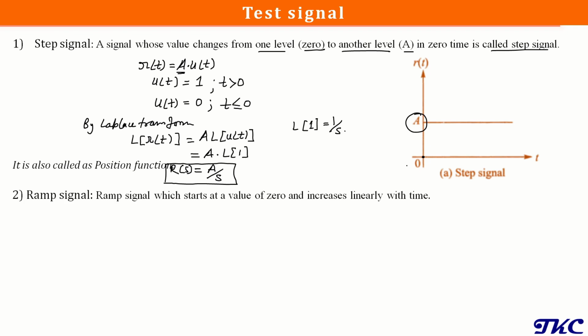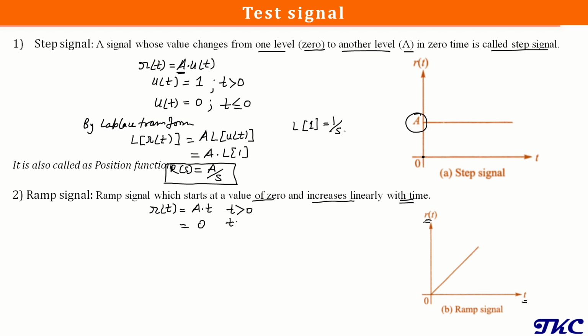Next we have the ramp signal. The ramp signal starts from value 0 and continuously increases linearly with respect to time. This is how it is represented on the graph. On the x-axis we have time, on the y-axis we have the response of the function, and we can see here that at time t equal to 0 it is 0, and after that it gradually increases with time. This is how the ramp input is represented. Mathematically, we can write the ramp input as r of t equal to a into t. This is the value when time t is greater than 0, and for time t less than or equal to 0 this function has 0 value.